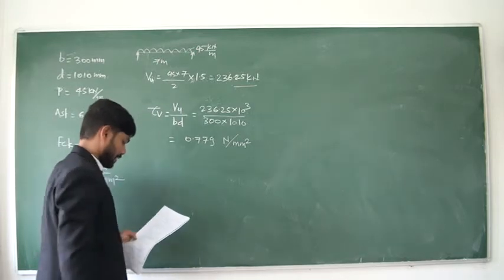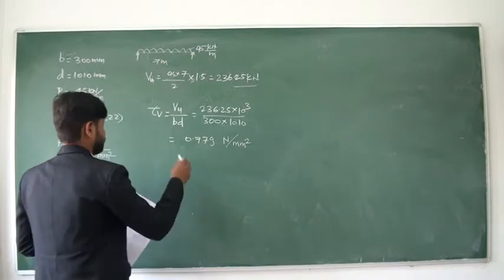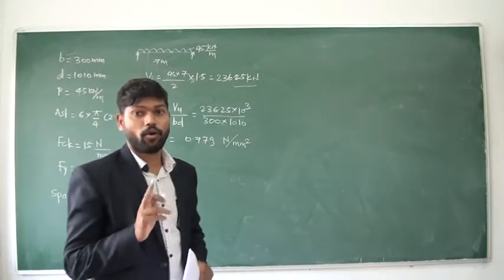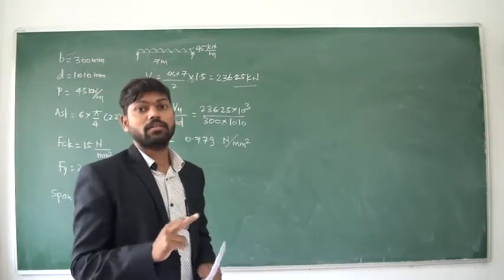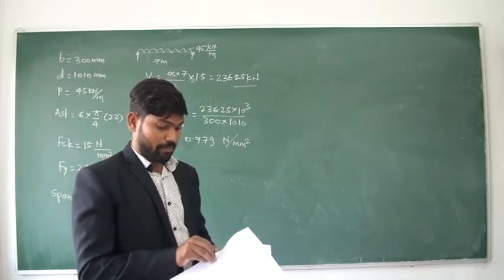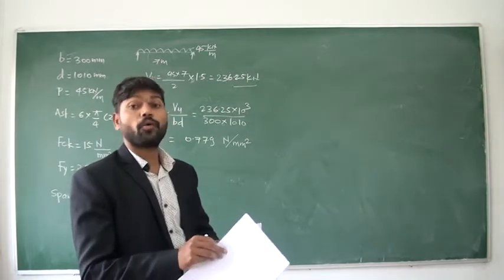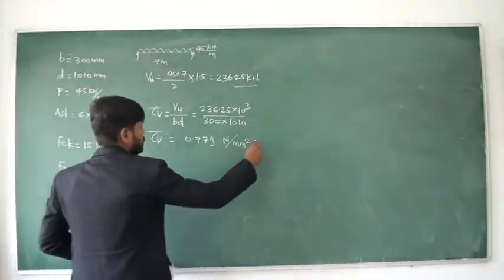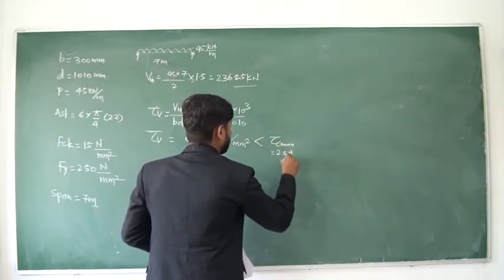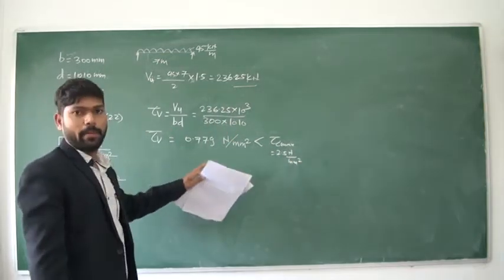Now I will calculate tau c max for comparison with this tau v, to check whether this tau v is okay or not. For that you should check it with the tau c max value. The given grade of concrete is M15, and for M15 the maximum permissible limit for tau c max is 2.5 Newton per mm square. So tau v is less than tau c max, and then it is okay.